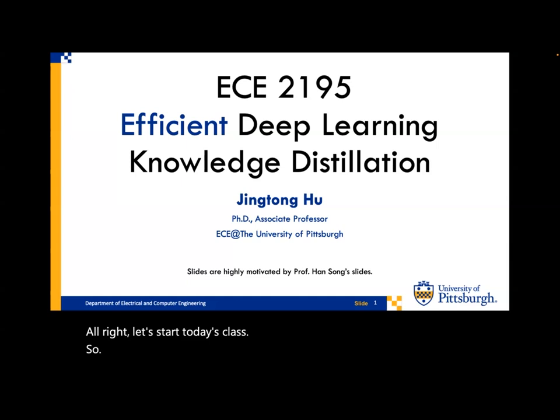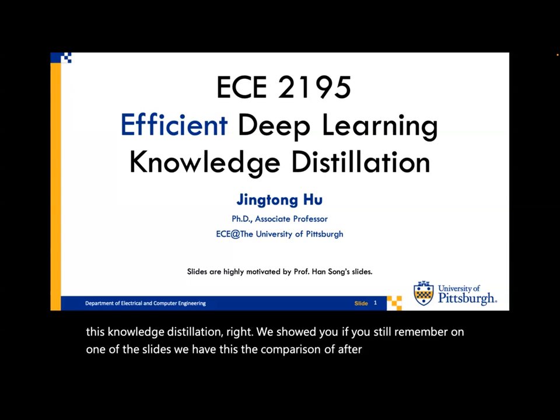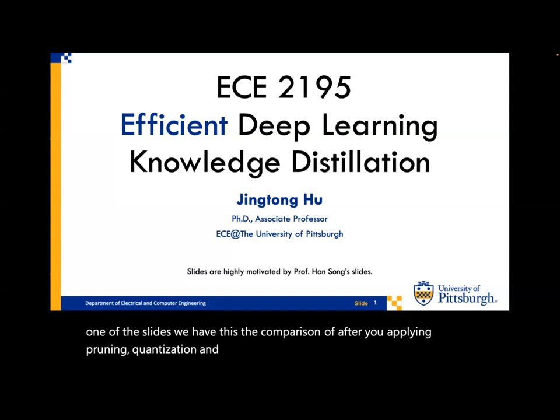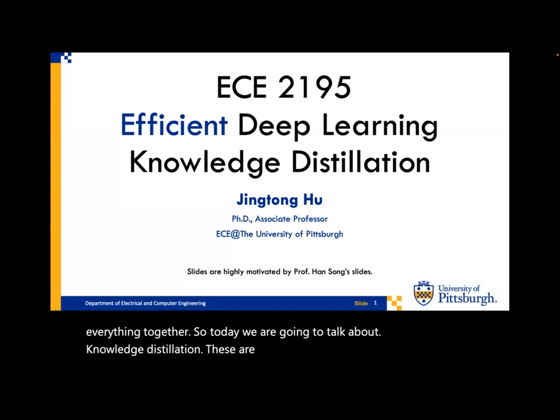So far, in the first lecture, we talked about making efficient neural networks. We have pruning, quantization, and the other is knowledge distillation, right? If you still remember, on one of the slides we showed the comparison after applying pruning, quantization, and knowledge distillation, and then combining everything together. So today we are going to talk about knowledge distillation, the other model compression technique.